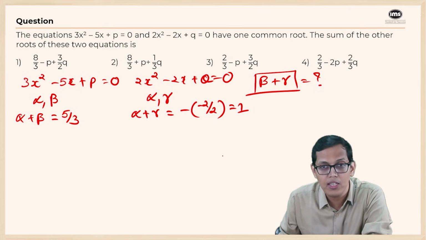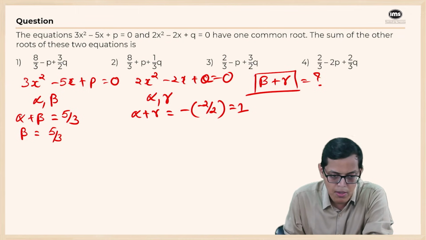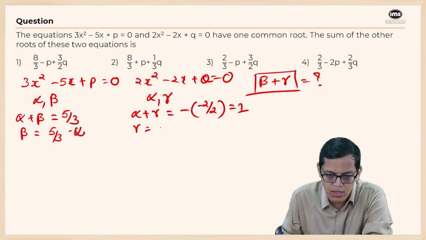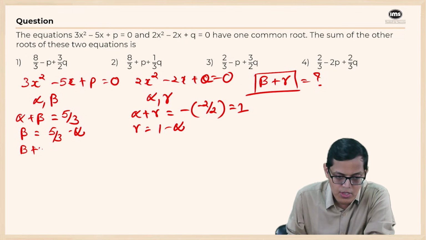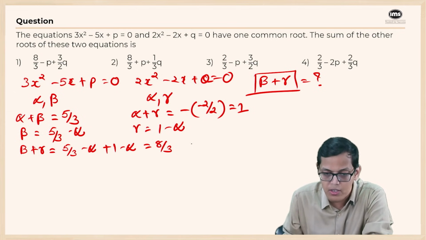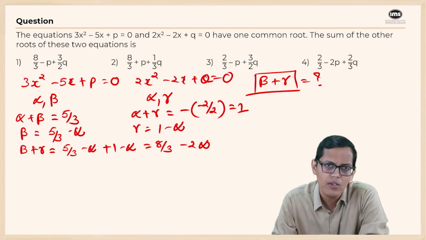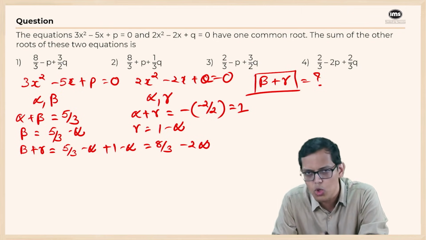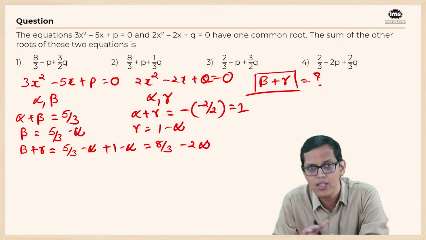The question wanted us to find beta plus gamma. So beta is 5/3 minus alpha and gamma is 1 minus alpha. Let's add them. Beta plus gamma is 5/3 − alpha + 1 − alpha, producing 8/3 − 2 alpha. We are very close to getting the answer. 8/3 is visible in a couple of options as well. The only problem is that our answer at present is 8/3 − 2 alpha, whereas all the options have p and q mentioned.